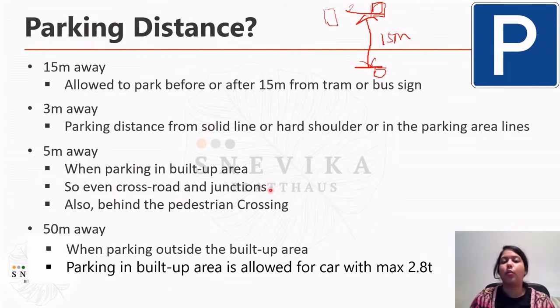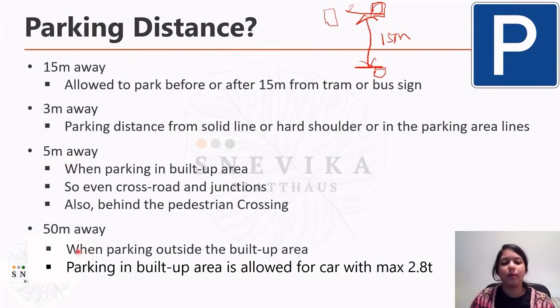So if there is a question like where are you going to park, at what distance, crossroad or junction, then it is 5 meters. If it is a pedestrian crossing, of course you can park behind a pedestrian crossing, but you have to maintain a parking distance of 5 meters. If it is any question where you are going to stop and the question includes the word built up area, then your answer should be 5 meters for parking.